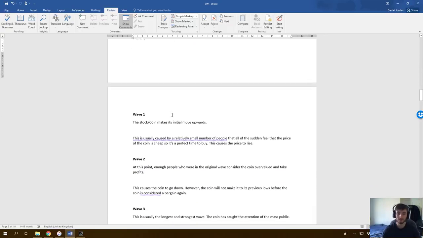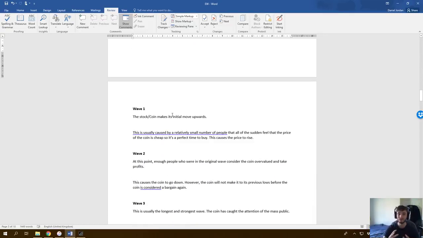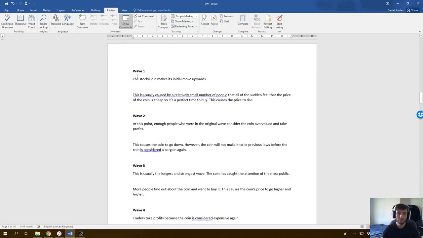Okay, so with that said, that's kind of the introduction to Elliott waves, and now we're going to be covering the 5 impulse waves and how they work. Okay, so wave number 1. Here you can replace stock with commodity, stock with forex, stock with cryptocurrency. It's all essentially the same. Okay, so the stock or cryptocurrency makes its initial move upwards on wave 1.